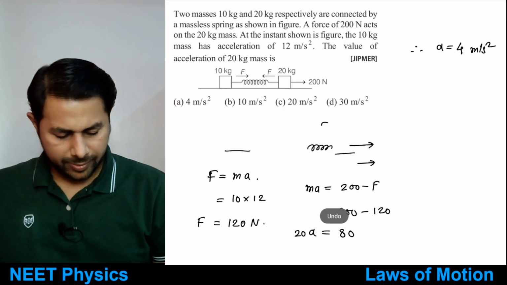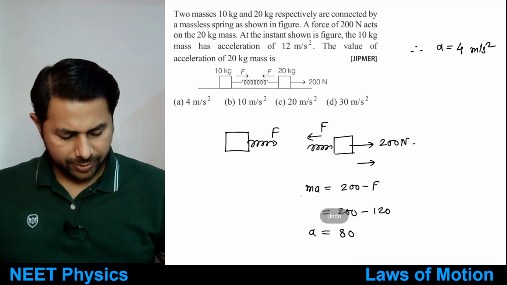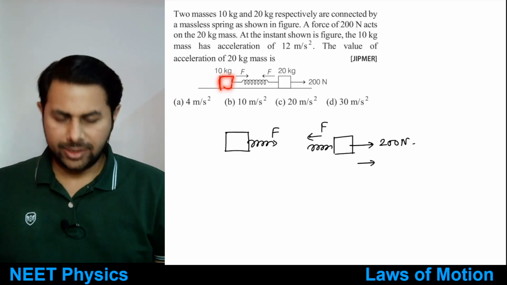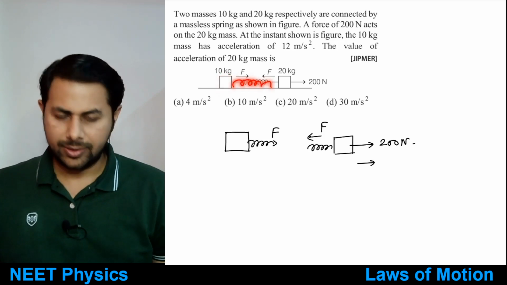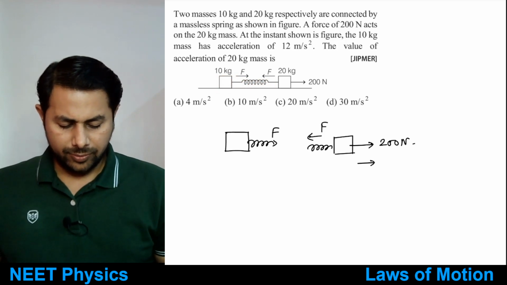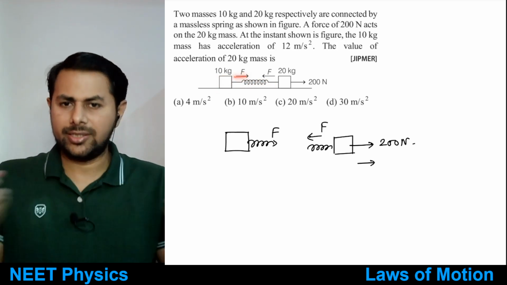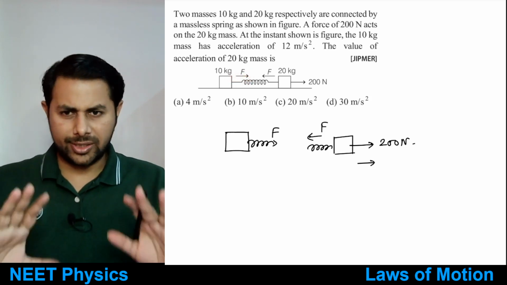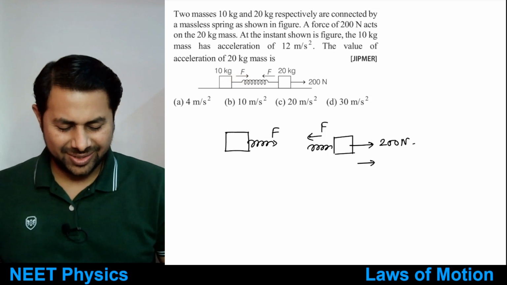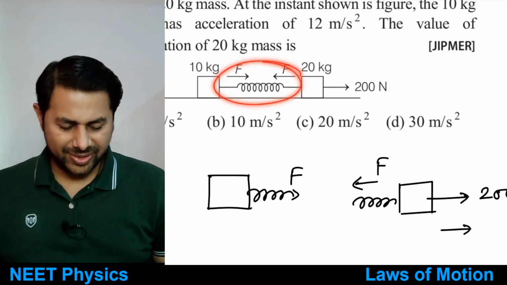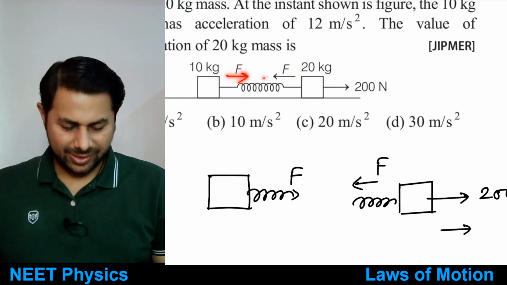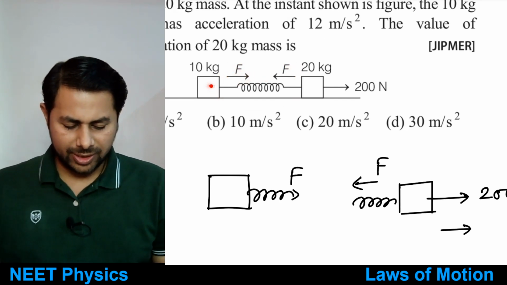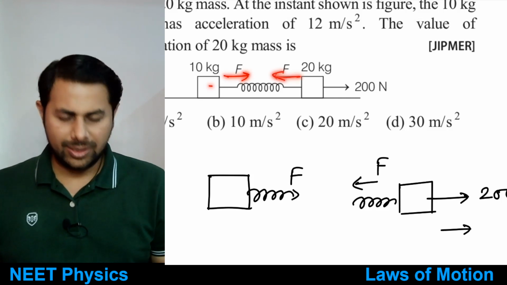Okay, so let's just keep the free body diagrams. See, this is the 10 kg mass and you have the spring. The spring is elongated, therefore what will happen? The restoring force in the spring. It's not given that the spring is elongated, I'm telling that from this diagram, because the spring force, its direction is given. So for this mass it acts like this, for this one it acts like this.